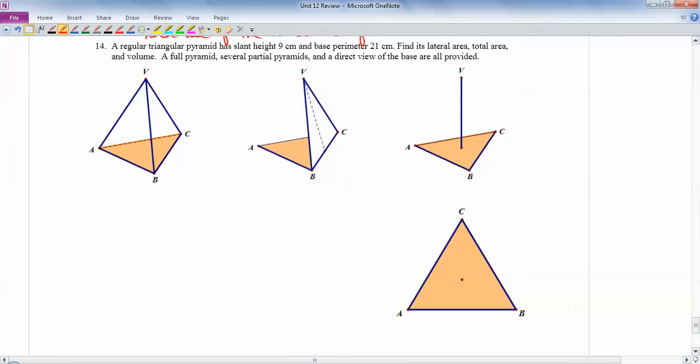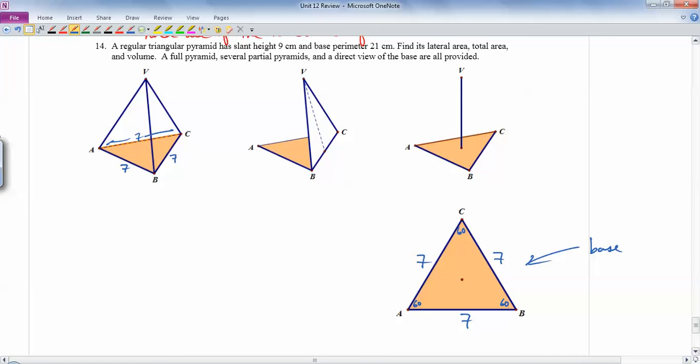Let's see, base perimeter is 21, and it's a regular triangular pyramid, so the bottom is a regular triangle. So it's 7, 7. The back here would be 7 as well. Okay. And then this is the direct view of the base. So this is 7's going all the way around here. And which also means these guys are going to be 60 degrees each, which will come in handy later.